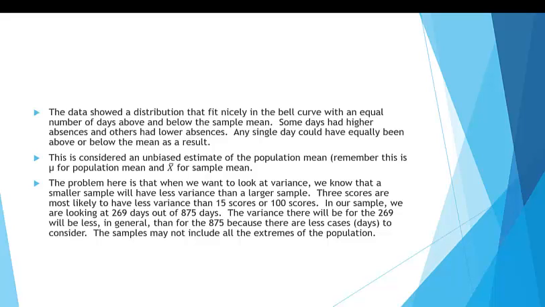So if we were to take 3 scores, they would have less variance than, say, 15 scores or 100 scores. Same thing I just said. In our sample, we're looking at 269 days out of 875. The variance for the 269 days will in general be less than the variance for the 875, simply because there are more cases to consider. We feel somewhat confident that our sample has all the extremes, but we can't be 100% confident.